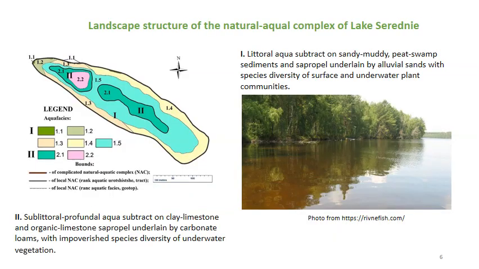Based on the results of bathymetric surveying, landscape field research and computer processing of materials, a digital landscape map of Lake Rivne was developed. Typical landscape elements are shown on the slide. There are two main types of landscape. The first one is littoral aqua substrate on sandy muddy, peat swamp sediment and sapropel. And the second one is sublittoral profundal aqua substrate on clay limestone and organic limestone sapropel.